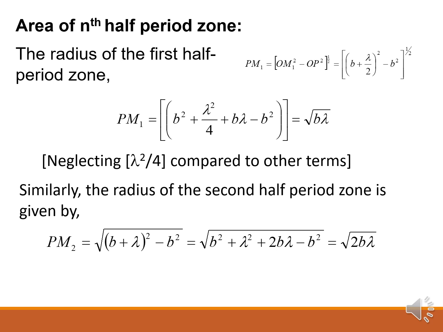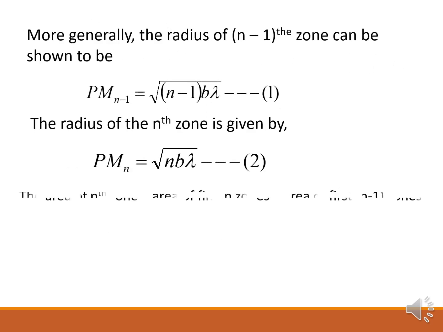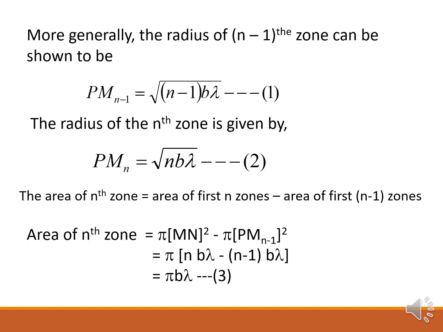Well, the radius of the second half period zone, PM2, you can simplify, you will get square root of 2B lambda. Now generally the radius of the (n-1)th zone can be given as PM suffix n-1 equal to square root of (n-1) B lambda. Let's call that equation 1. Now the radius of the nth zone is given by using the same relation, PM suffix n is equal to square root of nB lambda.